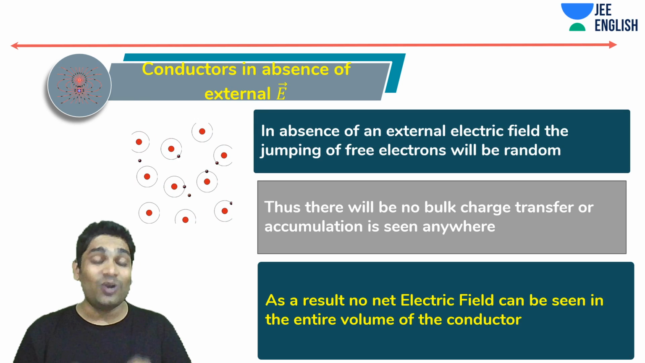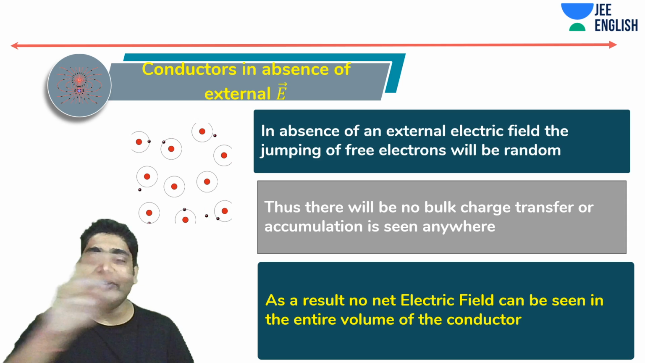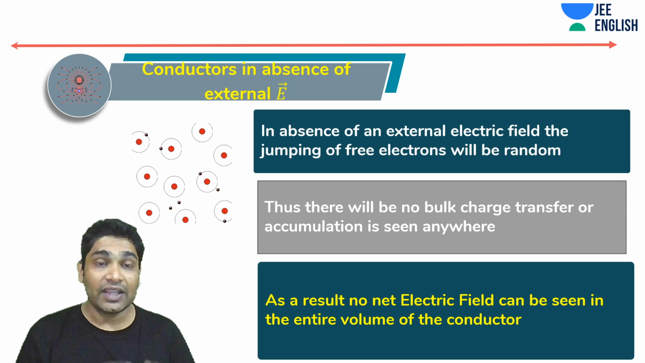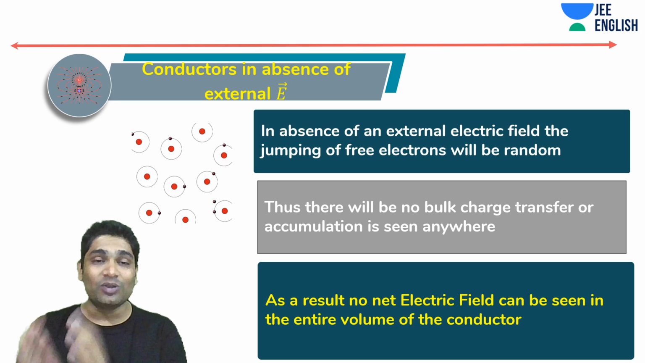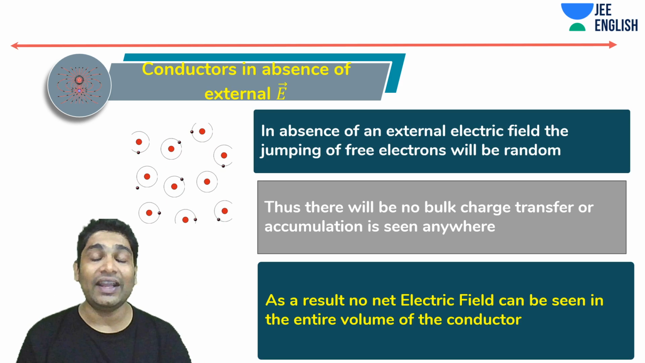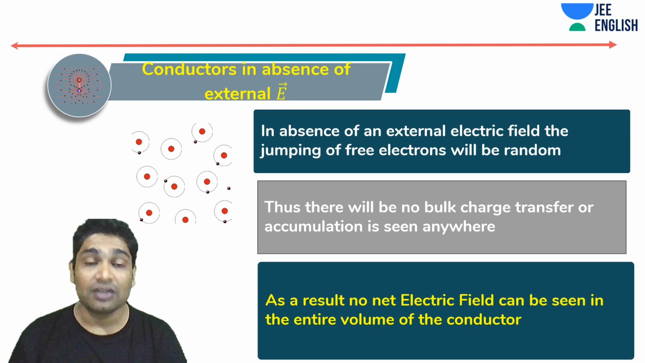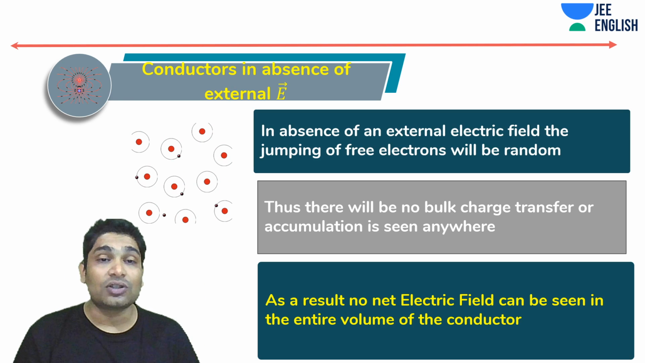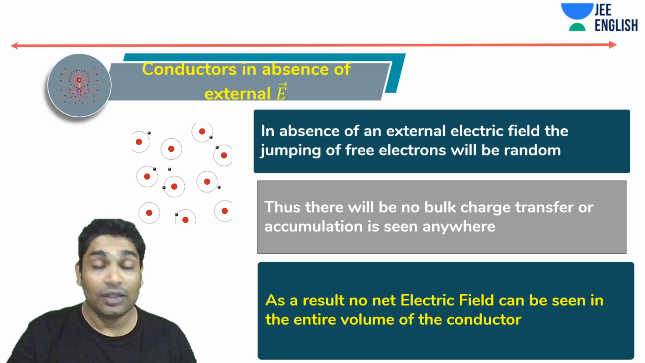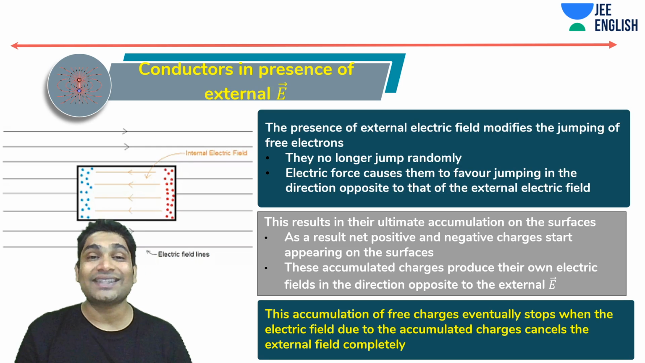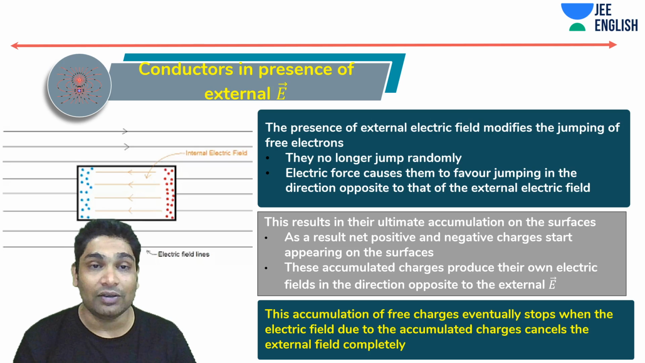And since there is no charge accumulation happening anywhere, everywhere feels like a neutral place, even though the electrons are jumping constantly. And since every part is neutral, you don't see a net electric field anywhere inside the conductor, right? So you can see in the figure also, these free electrons are jumping randomly from one nucleus to another. Now let's see what happens when you place a conductor in an external electric field.